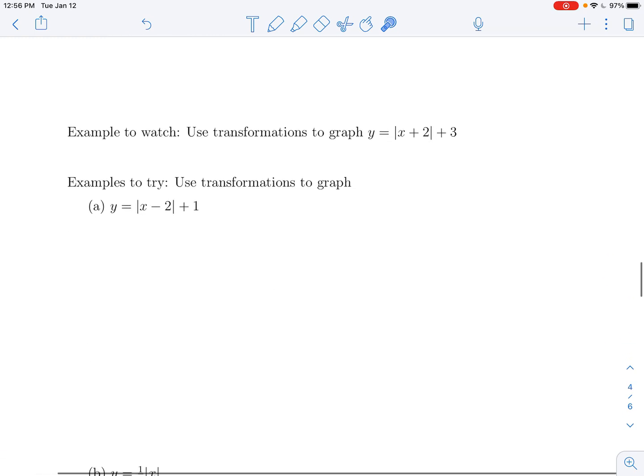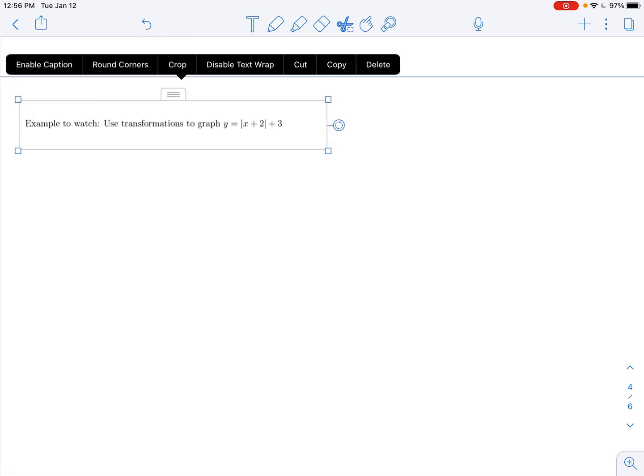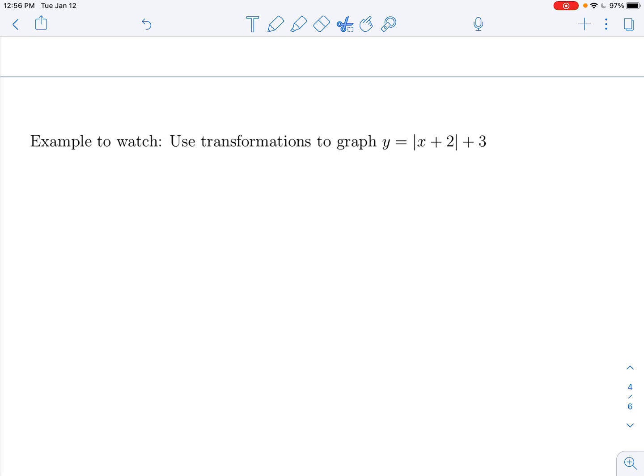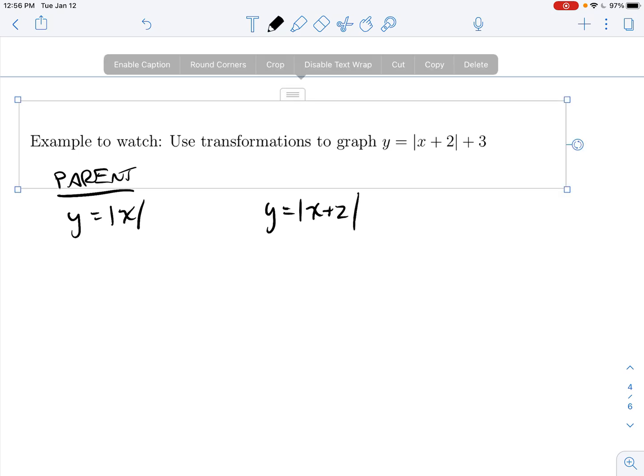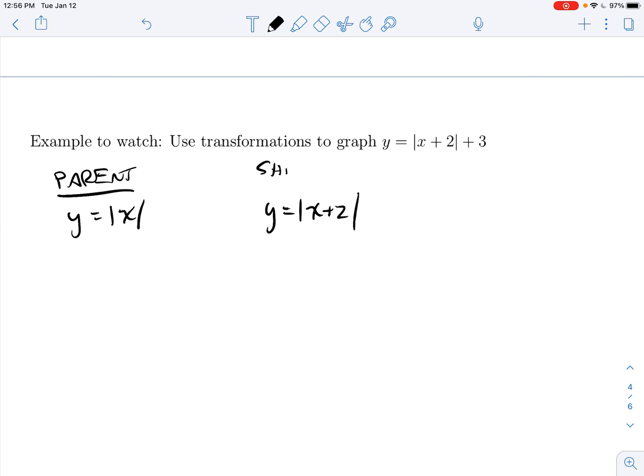So let's look at an example. Let's use transformations to graph this function. So just watch me do this one and you'll have a couple to try. So the idea is that lurking within this is this parent graph of y equals the absolute value of x. And we've done two changes. When I add inside, that's going to shift it 2 units to the left. And then when I add outside, that's going to shift it 3 units up.